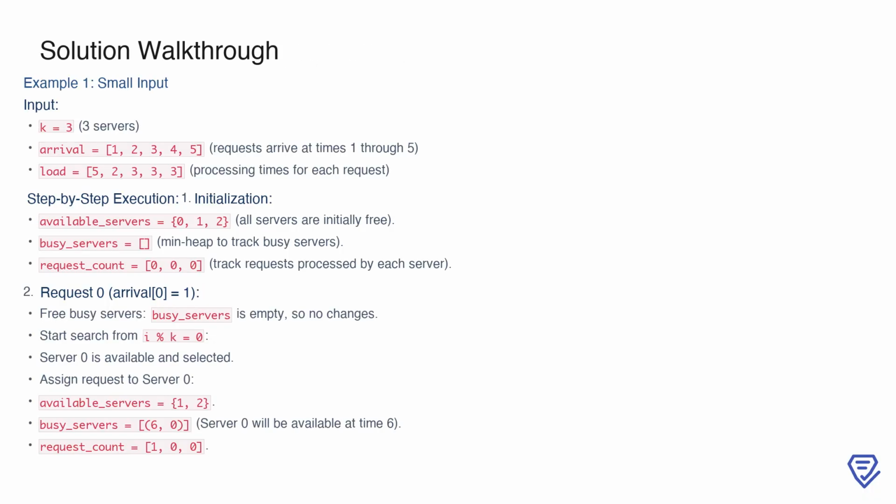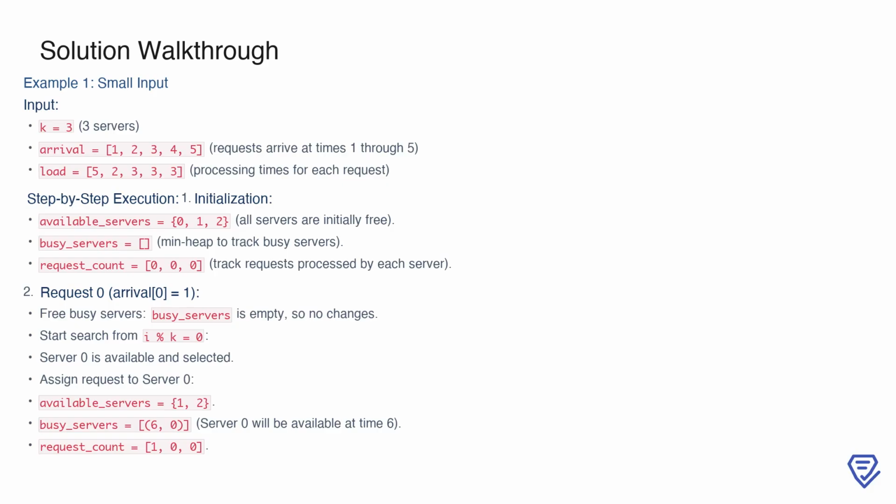Here, we begin with an example where we have 3 servers and 5 requests arriving at times 1 through 5. Each request has a specific processing time provided in the load array. Initially, all servers are free, so the available_servers set contains servers 0, 1, and 2. The busy_servers heap is empty since no servers are handling requests yet. Also, we initialize request_count to keep track of the number of requests handled by each server.